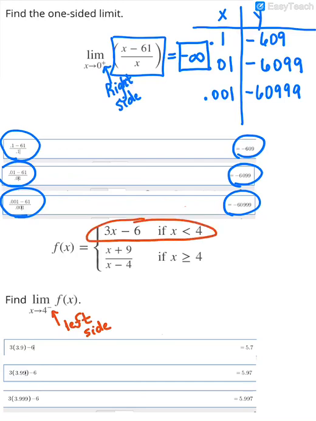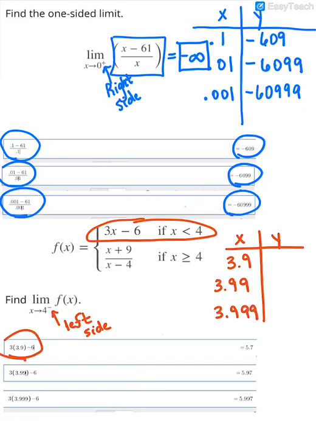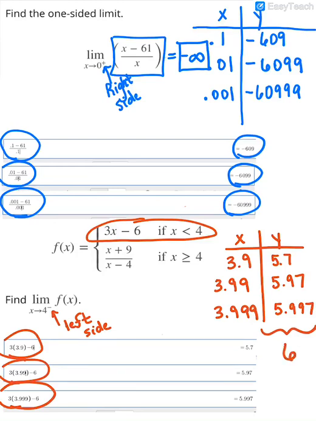Now, if I think about doing a table and numbers that are less than 4 but close to 4, I would probably think of using things like 3.9, 3.99, and 3.999. So again, you can just plug those into a calculator. When x is 3.9, we have a y value that's 5.7. When x is 3.99, notice the y value is 5.97. And finally, when your x is 3.999, your y value is 5.997. And so what you can see here is those y values are getting closer and closer to 6.